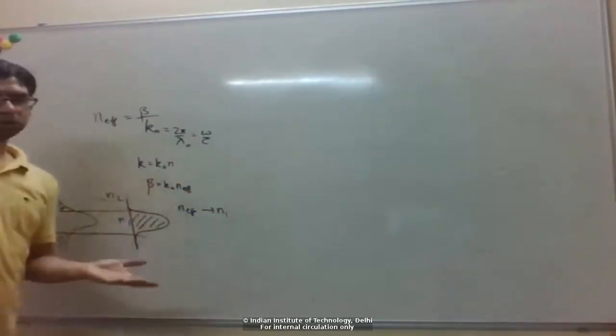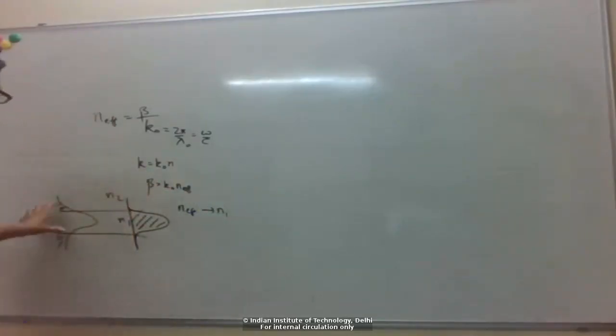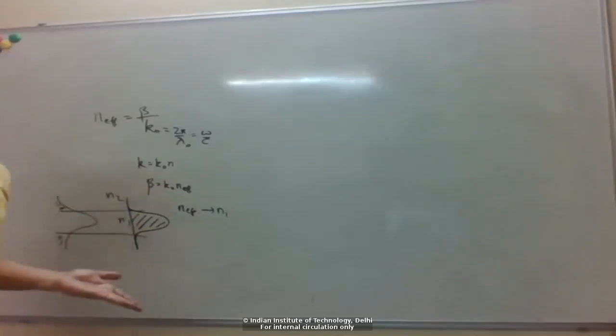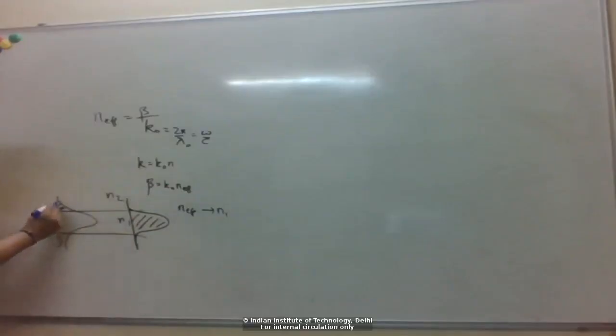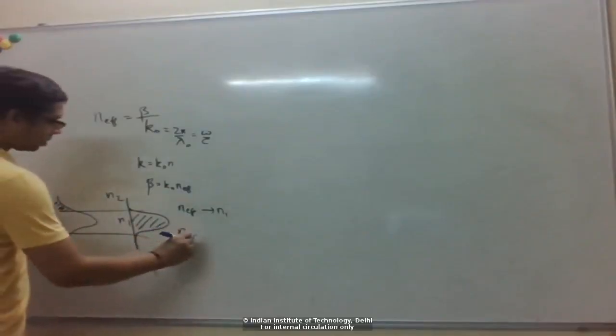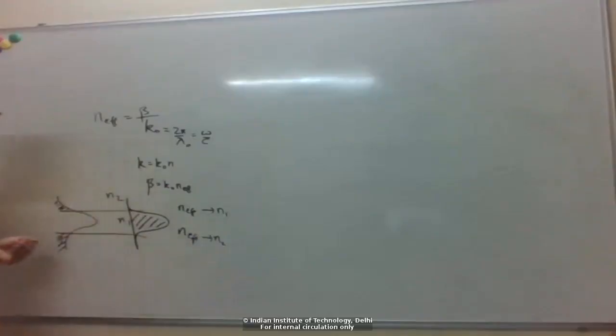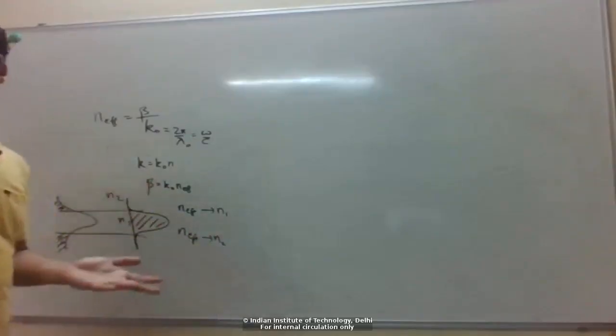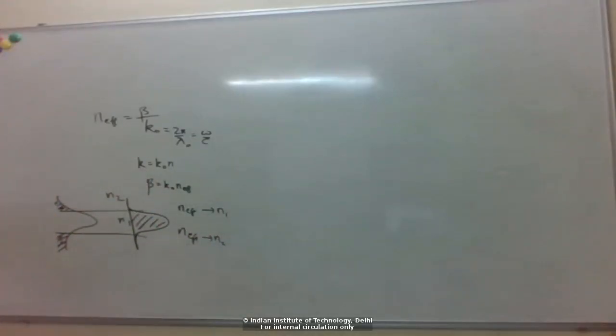So n effective is almost like a weighted average of the core and cladding refractive index. So n effective lies between n1 and n2 for guided modes, as we saw. And as the modes become weakly guided, for higher order modes, now it's seeing more of the cladding, so n effective goes lower towards n2. So n effective gives you a metric of how well the mode is guided, how much of it is confined in the core.